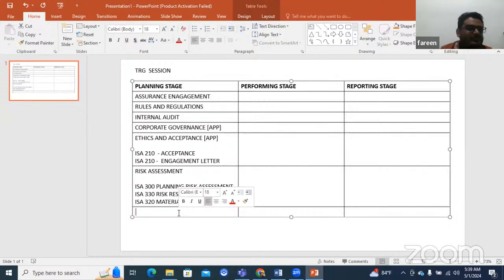Students, risk assessment is again an application area. I can say risk assessment carries 20 to 30 marks for sure.